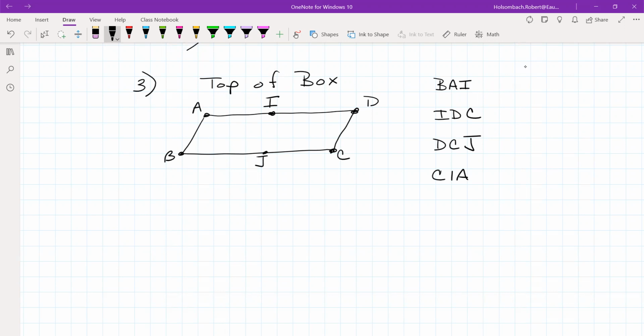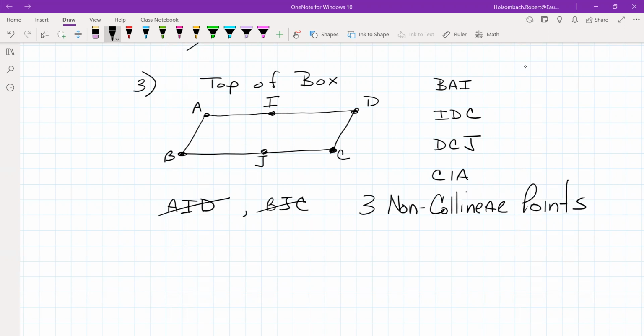Non-collinear points. I cannot use AID, right? They're all on the same line, so I can't use them to describe a plane. I can't use B, J, and C. B, J, and C are all on the same line. I can't use those to describe a plane. I got to use 3 non-collinear points. That's how you describe a plane. 3 non-collinear points.